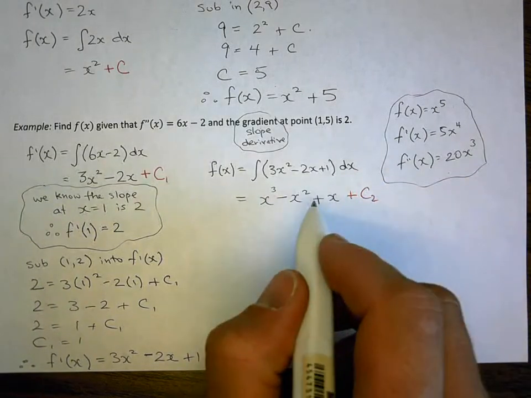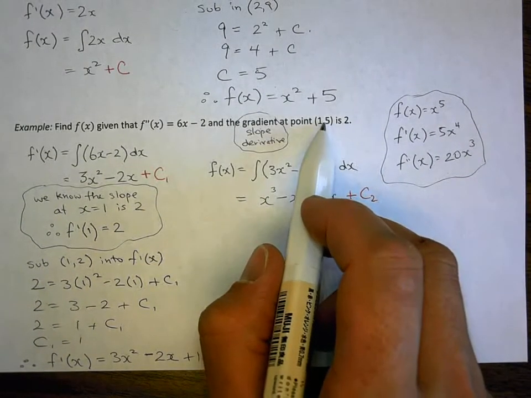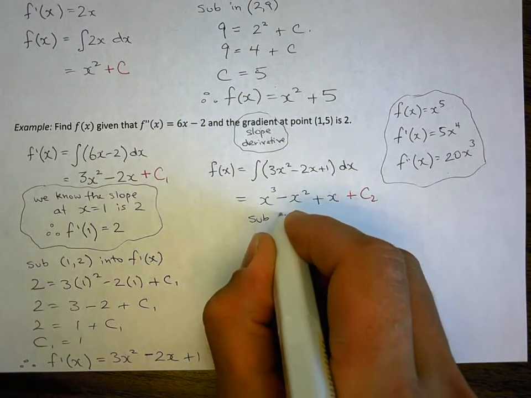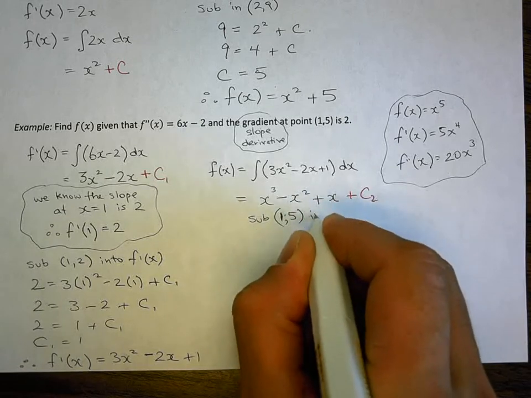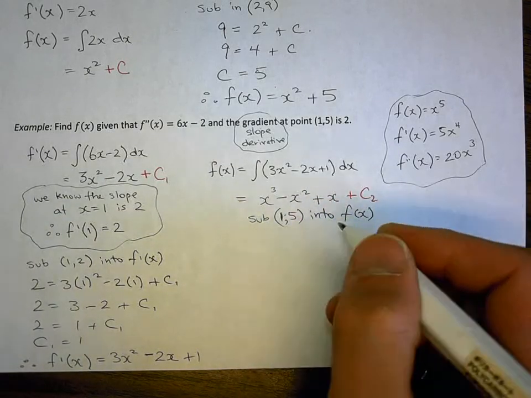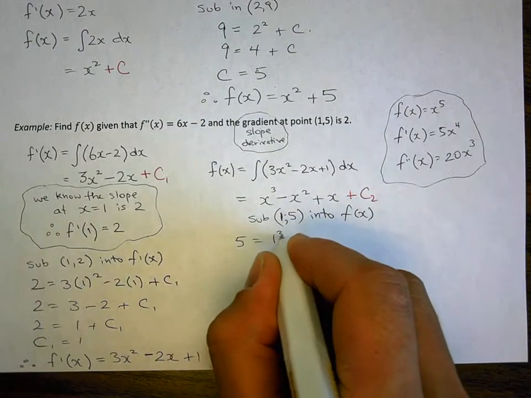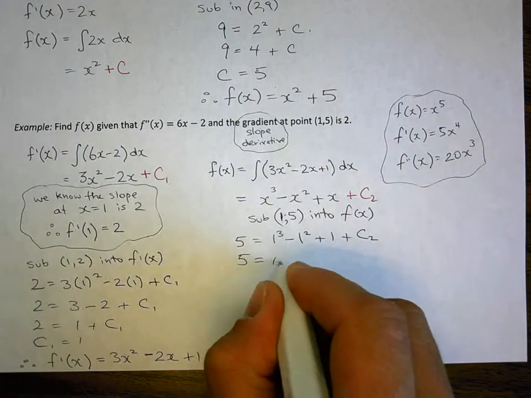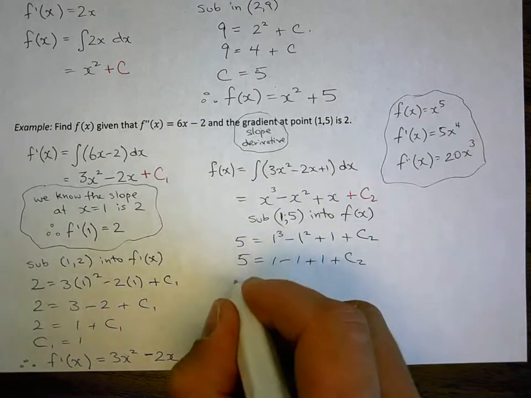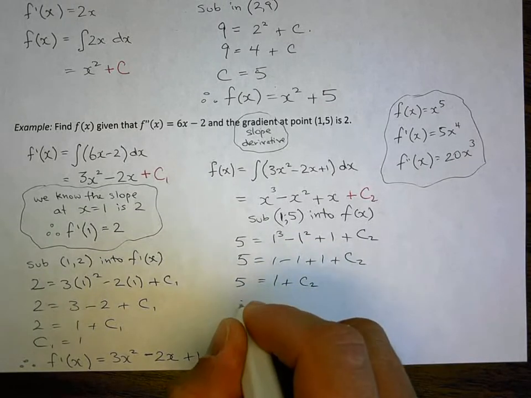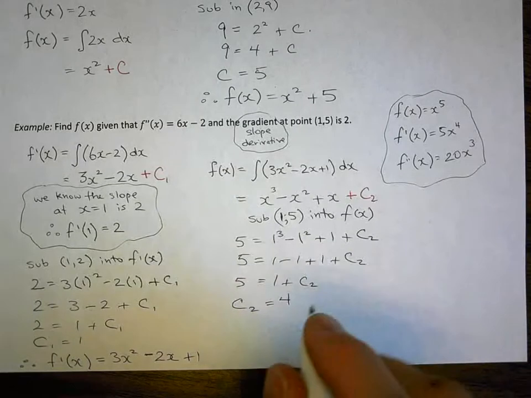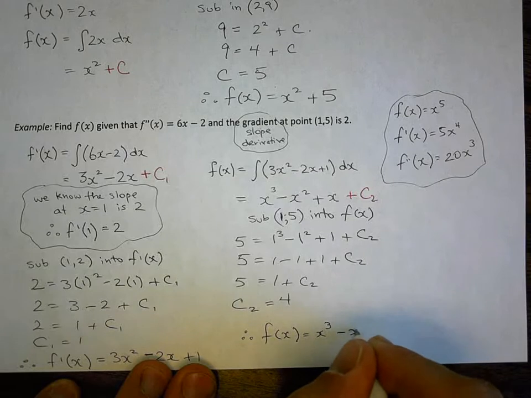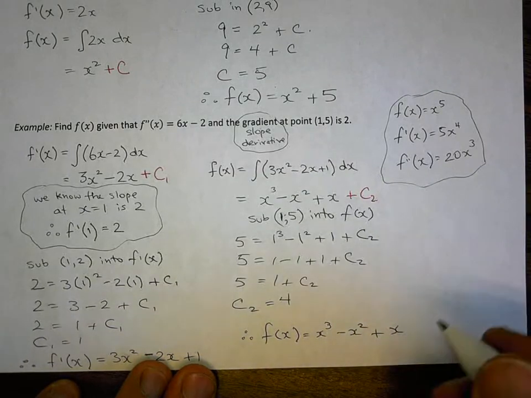Now, do we have any boundary conditions for this? Well, yes. We know that there's a point on the graph, 1 comma 5. So I'm going to sub 1 comma 5 into f at x. So I have 5 is equal to 1 cubed minus 1 squared plus 1 plus c2. That gives me 5 equals 1 minus 1 plus 1 plus c2. So I get 5 equals 1 plus c2. Therefore c2 is equal to 4. Therefore I get my final answer. f at x is equal to x cubed minus x squared plus x plus 4.